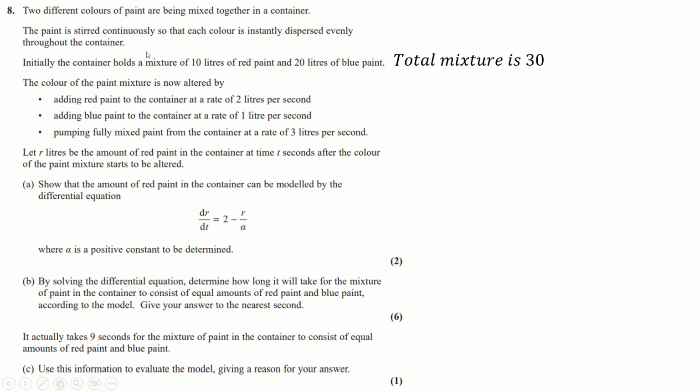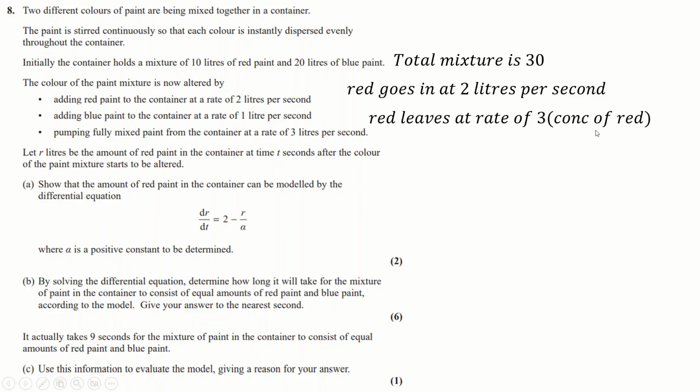We add red paint at a rate of 2 liters per second. So we gain 2 liters of red per second, but we lose 3 liters times the concentration of red. Now, the concentration of red, it tells us R is the amount of red. So the concentration of red is just R over 30 all the time because the total mixture is always 30. So red leaves at a rate of 3 times R, the total red, over 30, which is, of course, just R over 10. And then dR by dt, the rate of change of R, is just how much it goes in, 2, minus how much it goes out, R over 10.